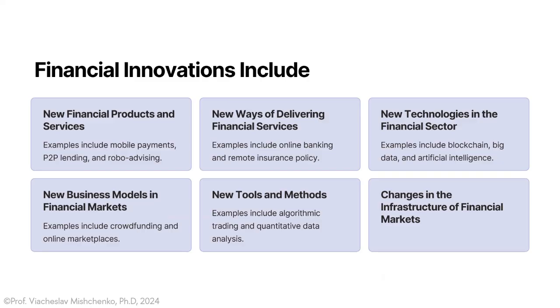And the last two categories are new tools and methods, and infrastructure changes. They might be less visible to consumers, but are equally important. For example, think about how algorithmic trading has transformed the stock markets, or how real-time payment systems are changing how money moves between banks. Finally, what is crucial to understand is that these categories often overlap and combine to create even more powerful innovations. Next slide.